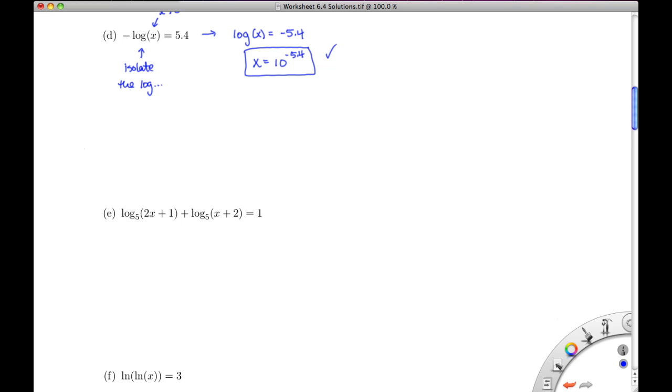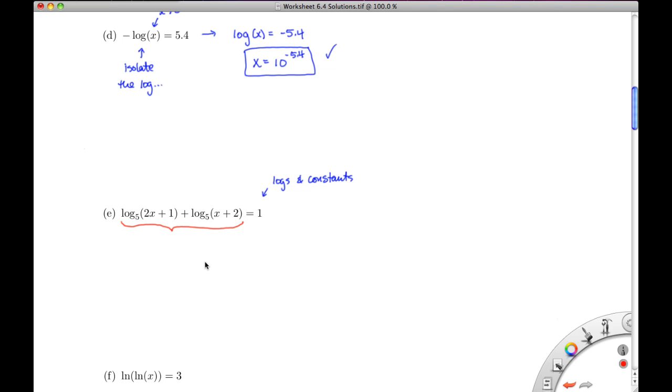All right, now when we get to part E, this is a slightly trickier one. We've got a couple of logs. We also have a constant. So this sort of falls under the heading of logs and constants. So we're going to get one log on one side and a constant on the other side. Now that means that we're going to need to use properties of logs to combine these two together.